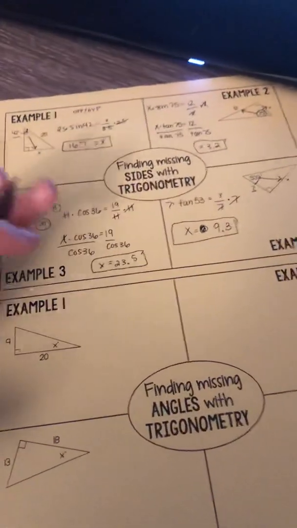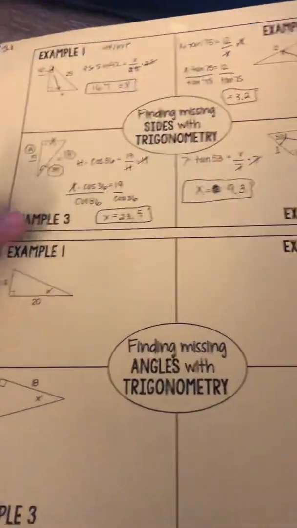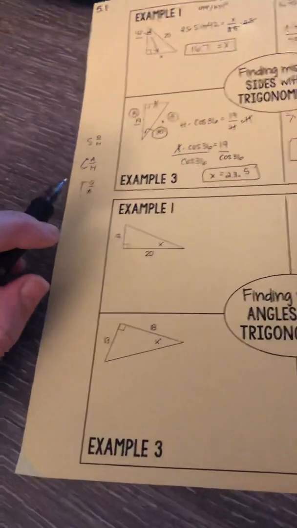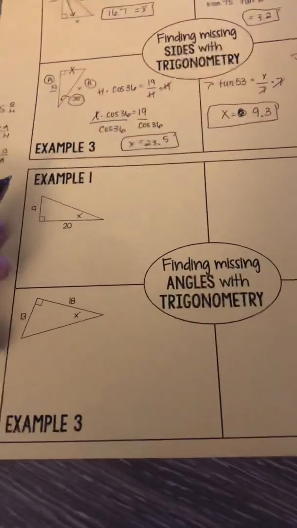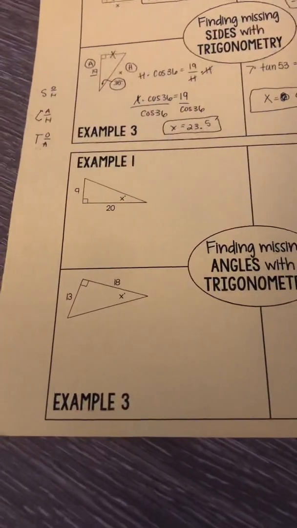All right, and that is finding missing sides with trigonometry. So the next thing we're going to do is find missing angles with trigonometry. Now, when you are finding missing angles, you're going to be using the reciprocals, the inverse functions.